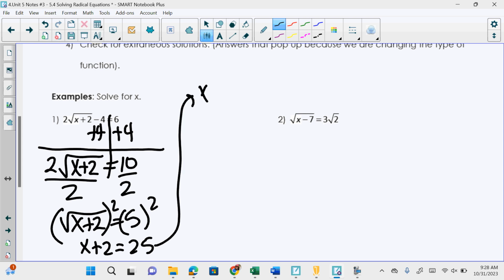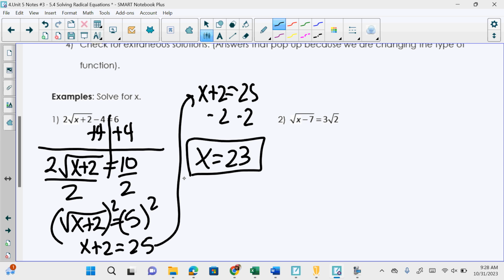So I subtract 2, and we get x equals 23. Before we move on, square roots have restricted domains. I'm taking an even root, so we want to verify that x equals 23 is not an extraneous solution.